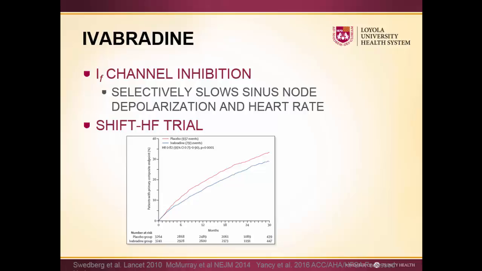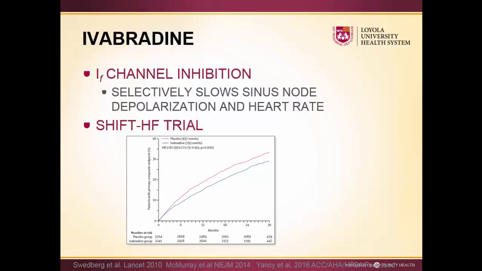And so in this study, they looked at patients as long as they had been attempted to be put onto a beta blocker, or whether or not they were on a maximum dose of beta blocker, if their heart rates were still over 70 beats a minute, they were then randomized into this study.